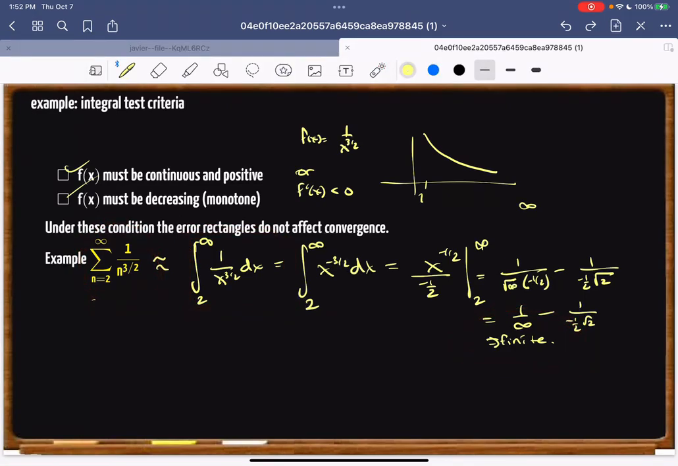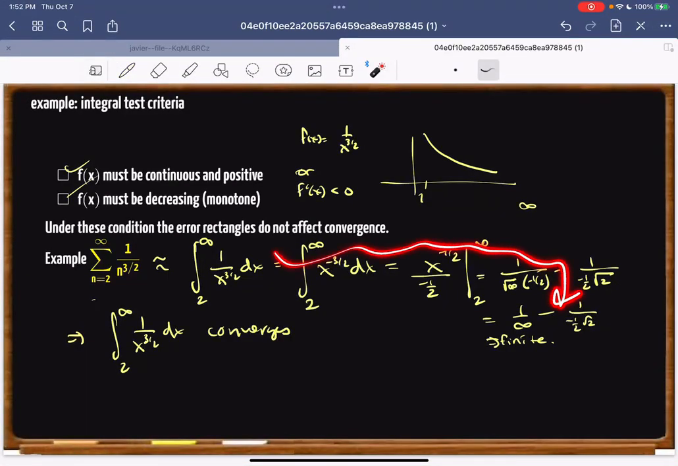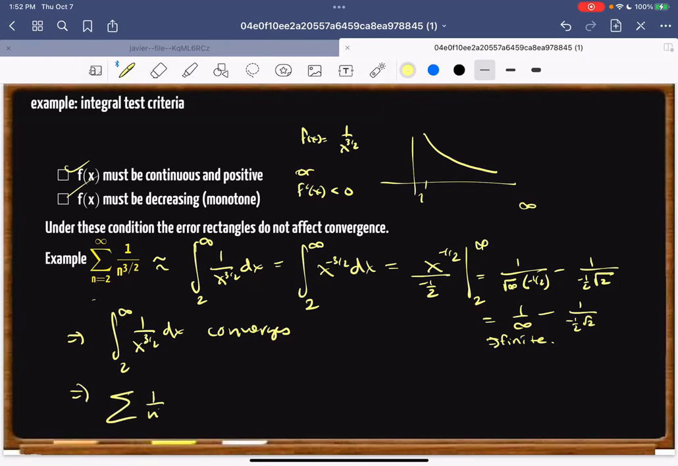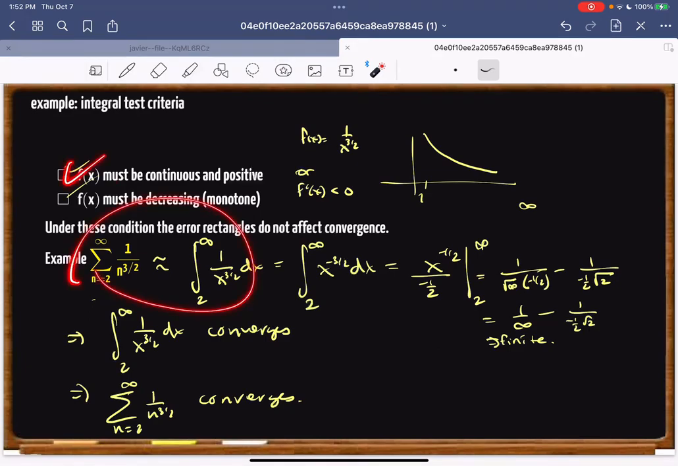So the logic would go like this. The integral from 2 to infinity of 1 over x to the 3 halves dx converges because of all the work here. And then therefore, the summation of all the 1 over n to the 3 halves as n runs from 2 to infinity also converges, because we've established that they behave the same due to meeting these conditions. And that's it. That's the integral test.